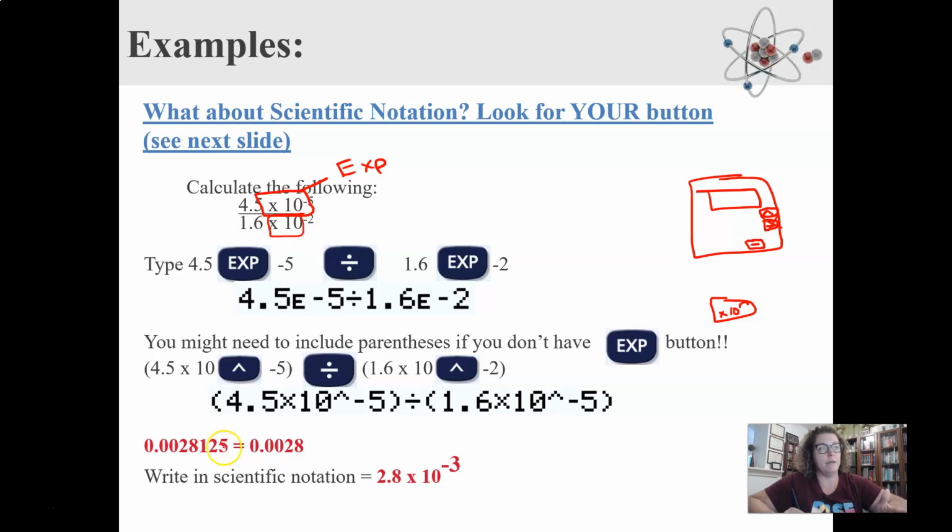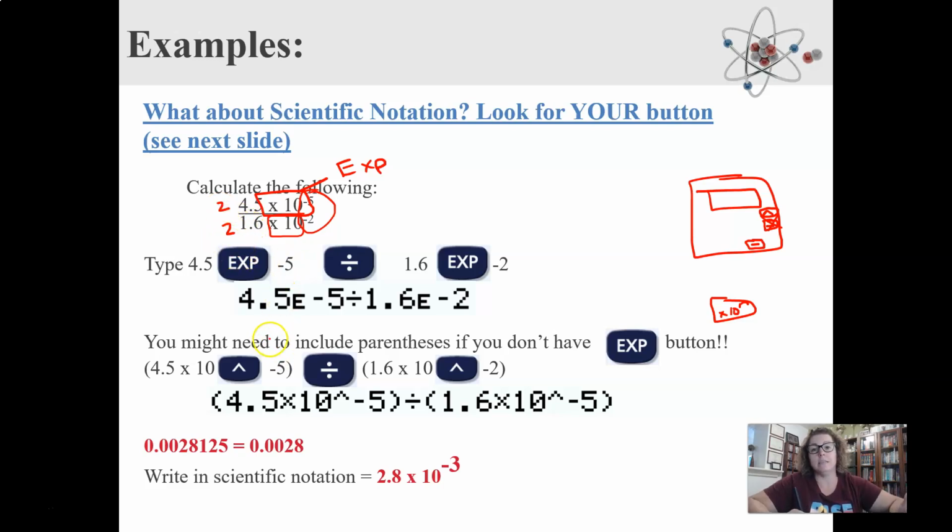Now here comes Sig Figs. I'm dividing 4.5 by 1.6. We never look at the exponent for Sig Figs because that's how much the decimal was moved, not how many zeros you have. So I have 4.5, which has 2 Sig Figs, and I have 1.6, which has 2 Sig Figs.